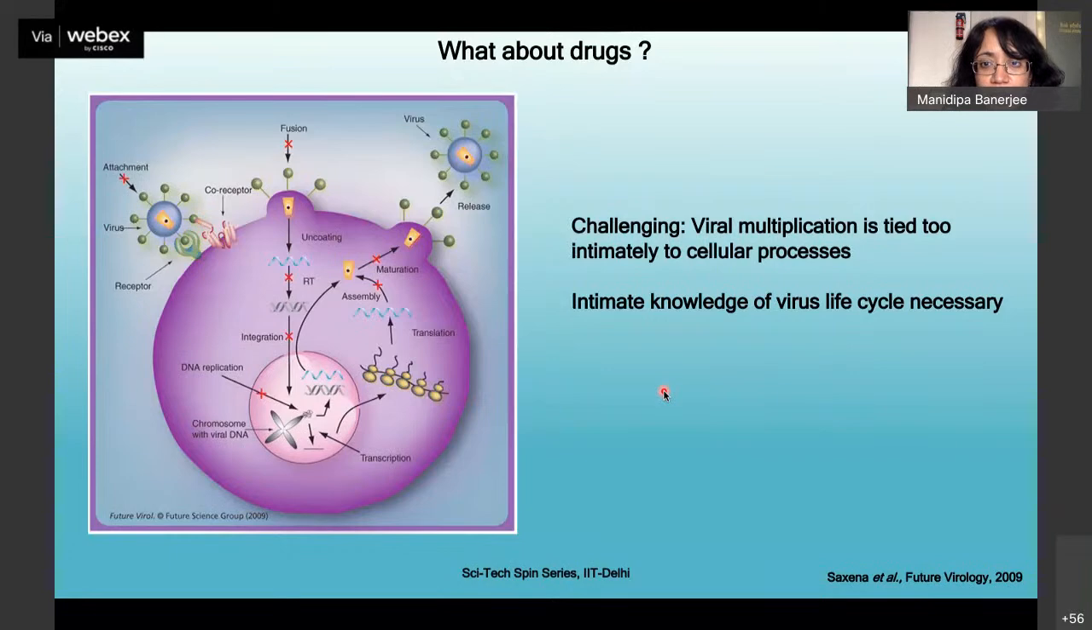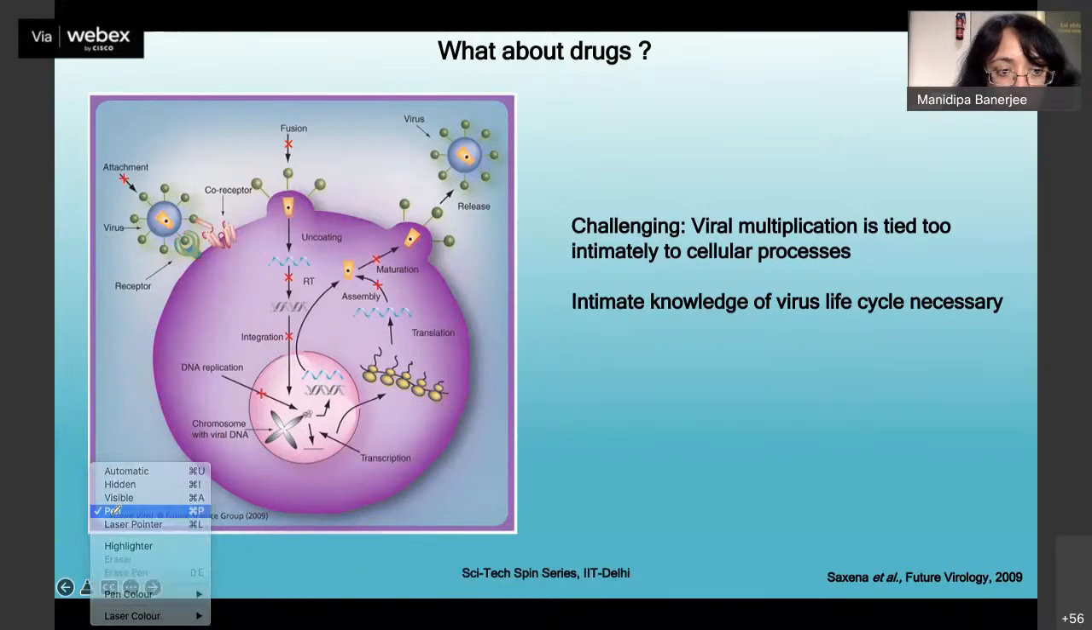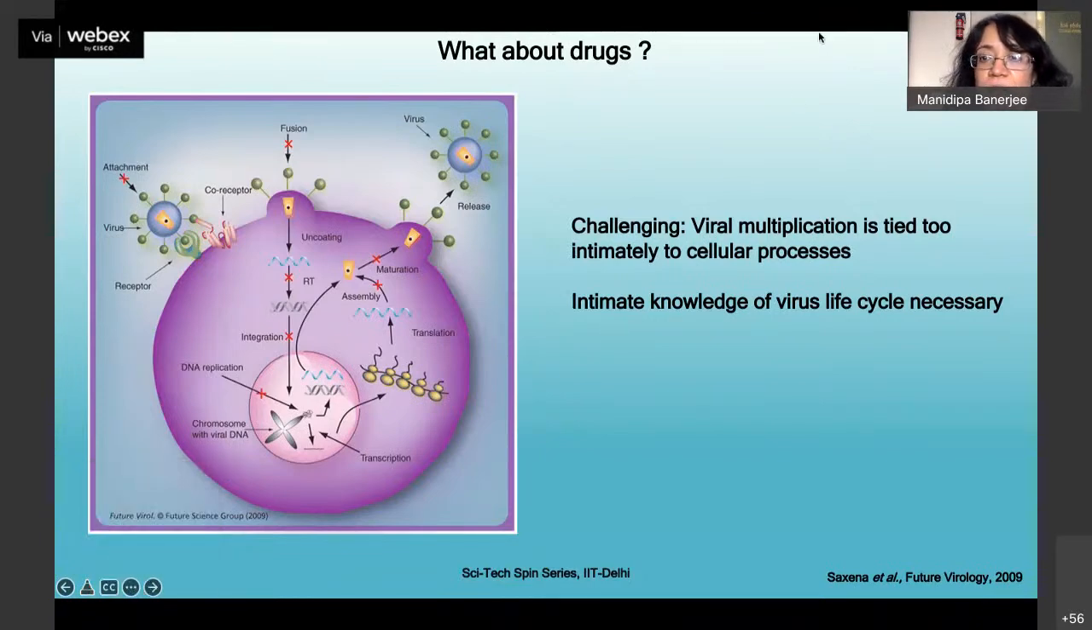Okay. Now that we've discussed vaccines, that is a strategy for prevention. Now, what is the strategy for cure? If we do get a viral infection, and if we haven't taken a vaccine, and if our immune system is unable to cope with it, then do we actually have any drugs?